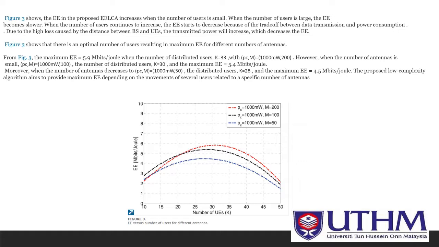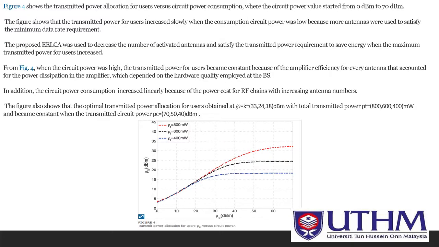Okay, the proposed low complexity algorithm aims to provide maximum EE depending on the movement of several users related to a specific number of antennas. Okay, next. And this one is the result for Figure 4. Figure 4 shows the transmitted power allocation per user versus circuit power consumption, where the circuit power value starts from 0 dBm to 70 dBm.